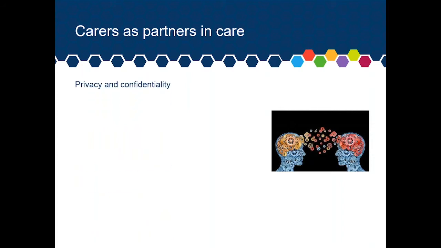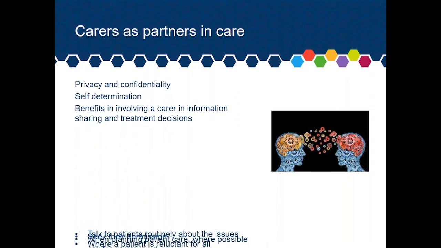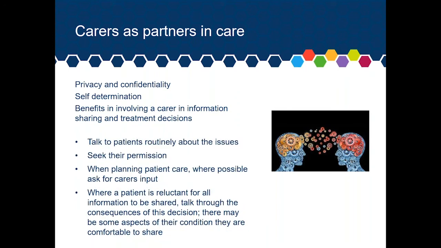Respect for privacy and confidentiality, as well as the self-determination of a patient, is critical. However, there are many benefits in involving a carer in information sharing and treatment decisions. Talk to patients routinely about the issues surrounding information sharing and seek their permission for appropriate information about their care and treatment to be shared with their carer. When planning patient care, where possible, ask carers first about any problems they may be having and their views about the best course of action to support the patient.